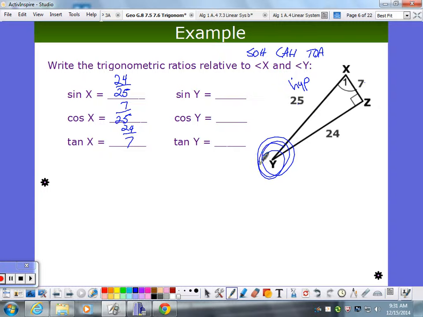What's opposite relative to this angle? 7. Yeah, this is my opposite. And which one is adjacent relative to y? 2. Okay? So it's different now.